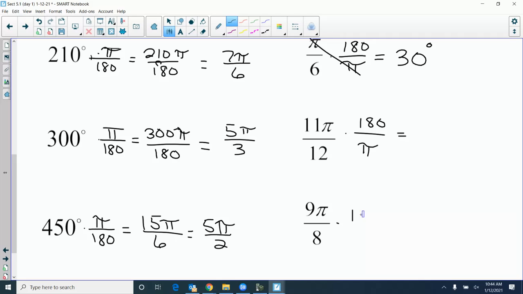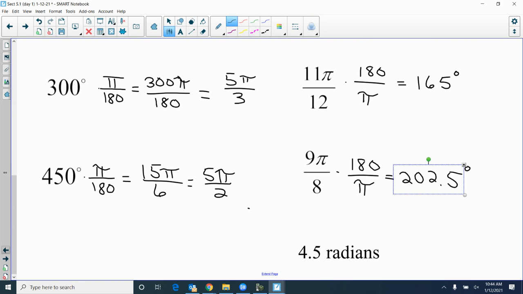Times 180 over pi. Emily, let me know what you get for the 11 pi over 12. 165 degrees. And Madison, how about for the next one? 202.5. All right, for this one I got a little bit of a bonus for you, because you kind of get brainwashed into thinking it has to be written in pi over 6 or pi over 12 form.